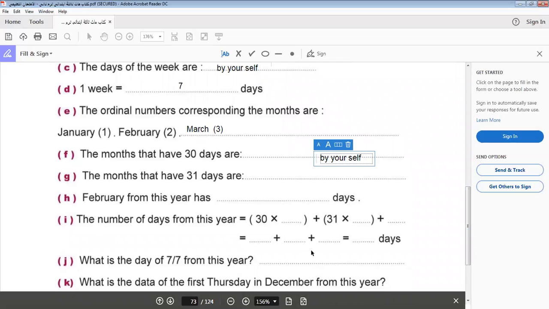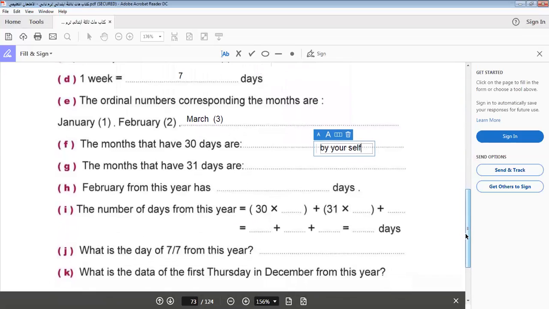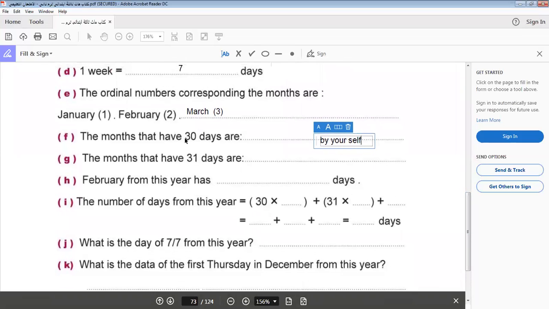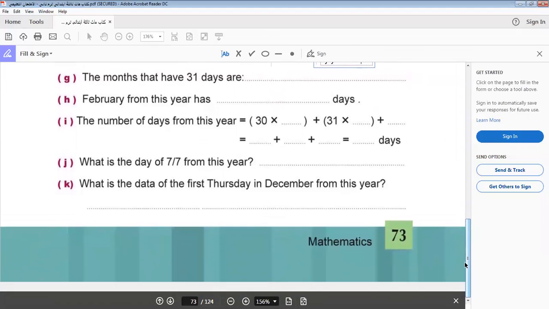The number of days in this year: since you know how many months have 30 days, multiply 30 by that number, plus 31 multiplied by the number you will know, plus the 29 days of February. Add them to know the number of days in the year, which is 365, and you already know how many days are in the year.